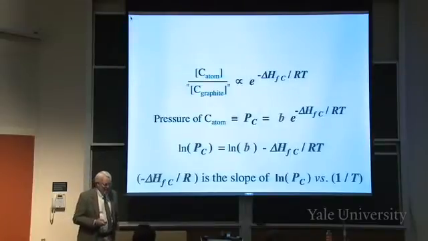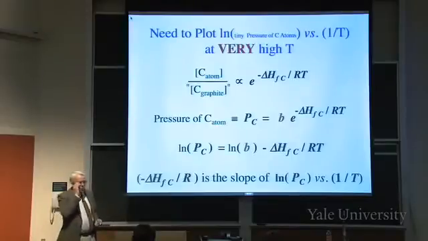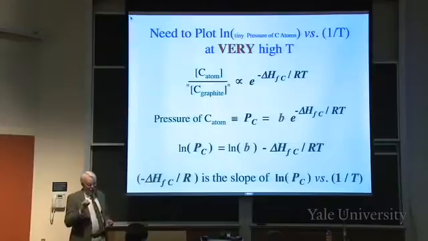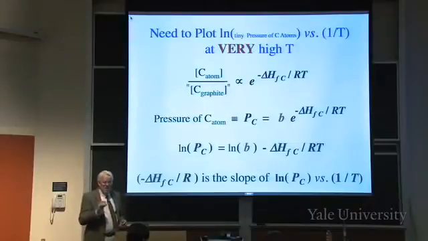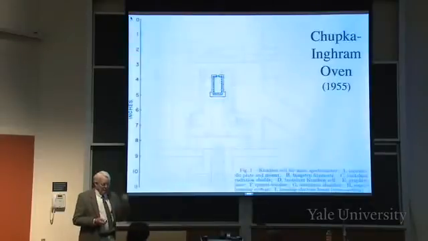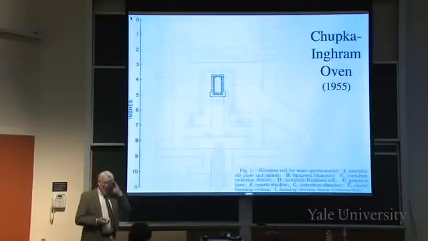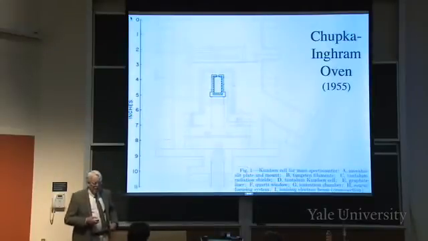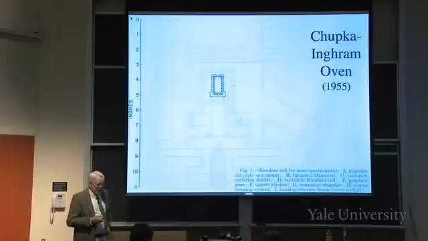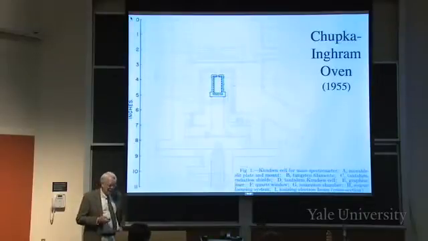Okay. So all you need to do is plot the log of the pressure of carbon atoms, which will be very low, versus 1 over T at very high temperature, right, of the order of 3,000 Kelvin. So that's not easy to do, but it was done in 1955 by Chupka and Ingram. And this is the sketch of their instrument, and I'll show you how they did it.